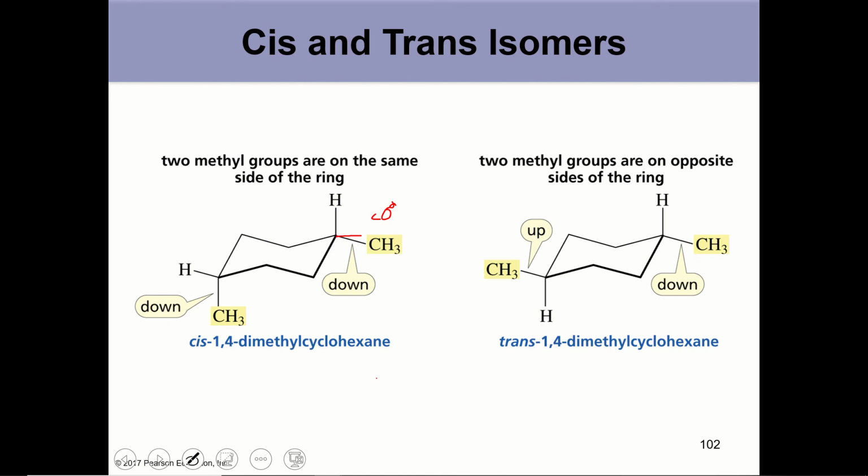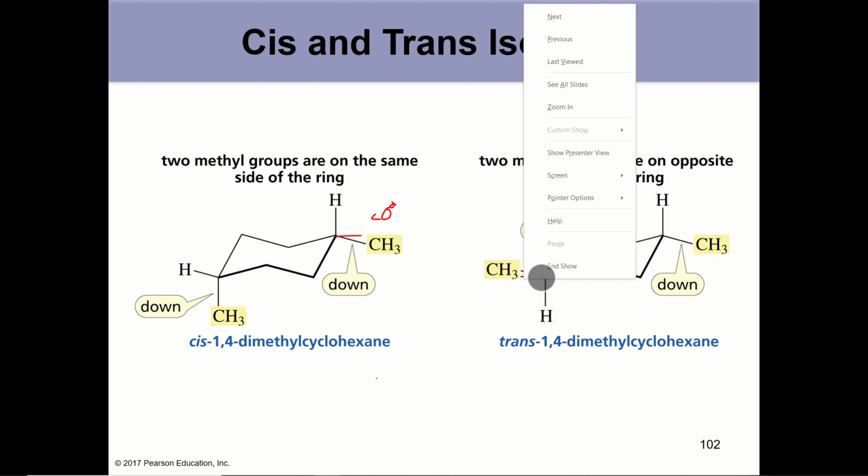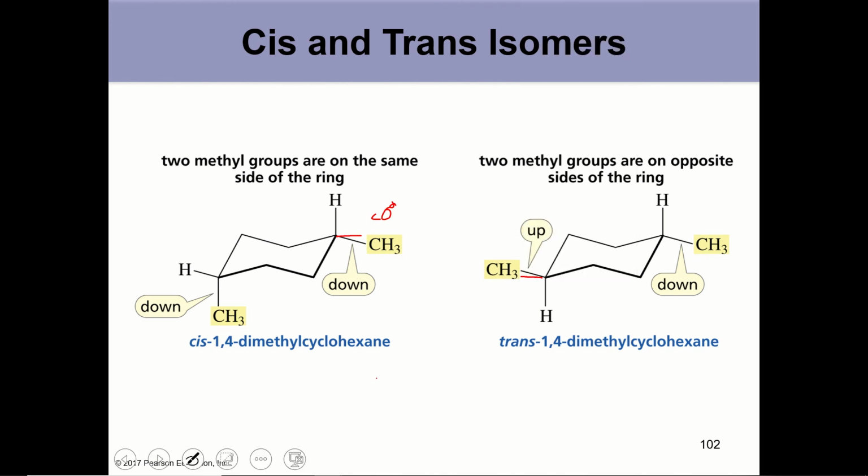And then when we have a trans cyclohexane ring with two substituents, one of the substituents is above the ring, and so the angle, if it's equatorial, is greater than zero. And the angle for the other equatorial bond has to be less than zero below the ring. So that would be one way of determining cis and trans. If it's trans, one is above and one is below. If it's cis, they are either both above or they are both below.